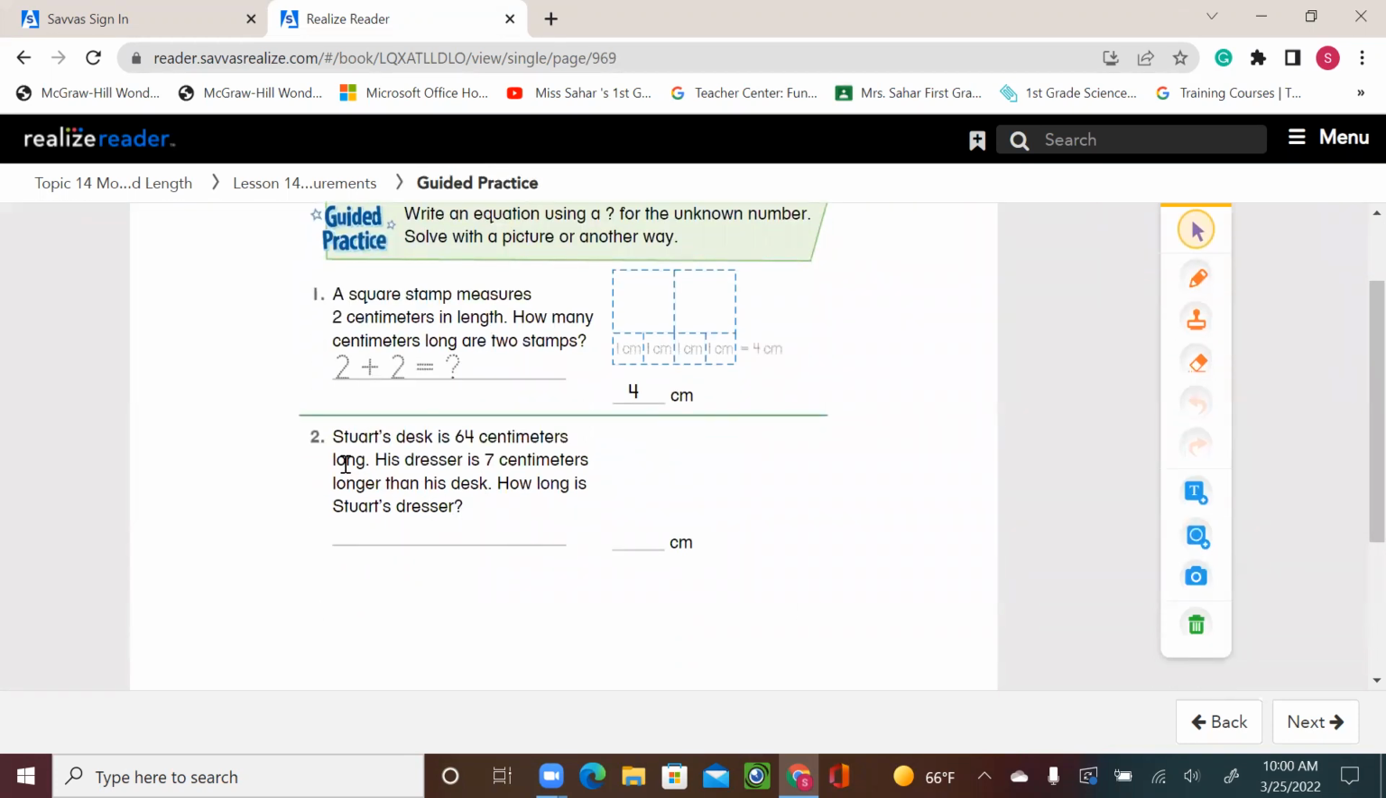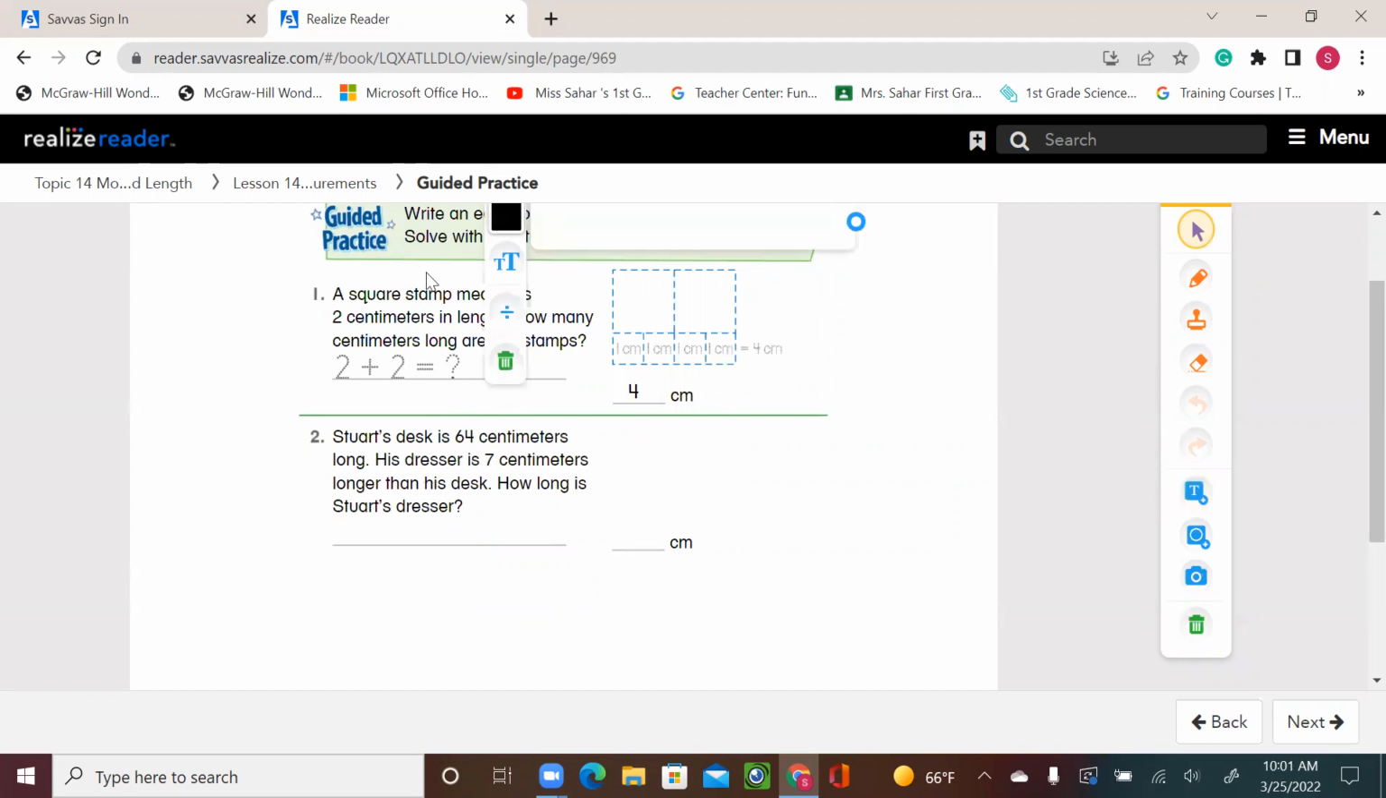Okay, let's go for number 2. Stewart's desk is 64 centimeters long. His dresser is 7 centimeters longer than his desk. How long is Stewart's dresser? So we have 2 objects. We know the desk is 64 centimeters long and the dresser is 7 centimeters longer than the desk. So that means the dresser is longer. I'm adding here the measurement for the desk with the 7 centimeters, the difference that I have.